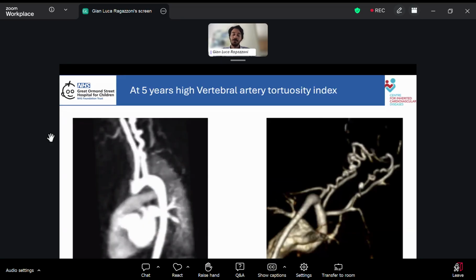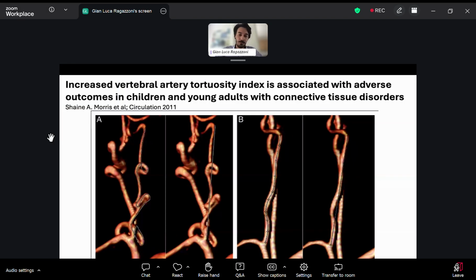Another thing that we should look for, though, apart from the mitral valve, is the vertebral artery. And you can see here that she had quite a tortuosity in her vertebral artery. And now you may ask, why should we look for this? Why should we be interested in the vertebral artery of a patient with Loeys-Dietz? Shouldn't we just be focusing on the aorta? Well, the reason why I look at the vertebral artery as well is because of this study from 2011.